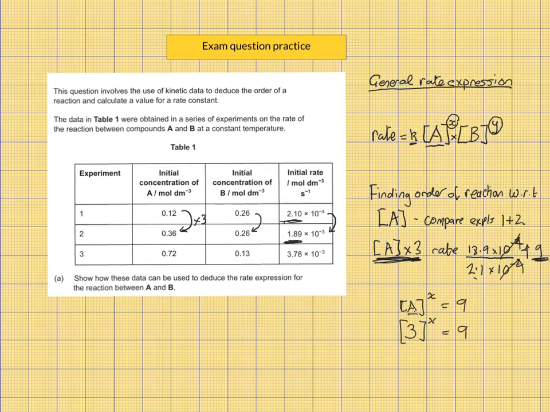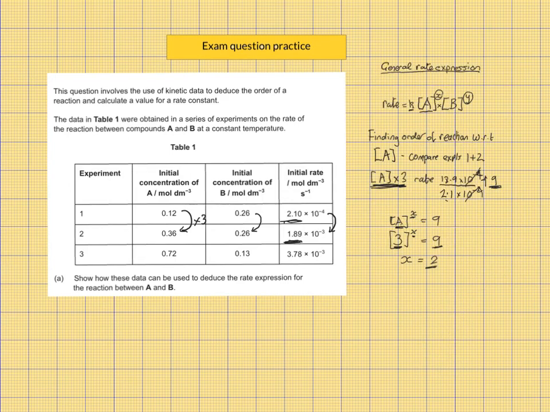So since the concentration of A to the power x, and the concentration of A is increased 3 times to the power x, the rate has gone up 9 times. Therefore 3 to the power x equals 9. It therefore follows that x equals 2. So the order with respect to the concentration of A is 2. It's second order. To find the order of reaction with respect to the concentration of B, we haven't been given an option of where the concentration of A has been kept the same. However, what we do know is the order with respect to the concentration of A.